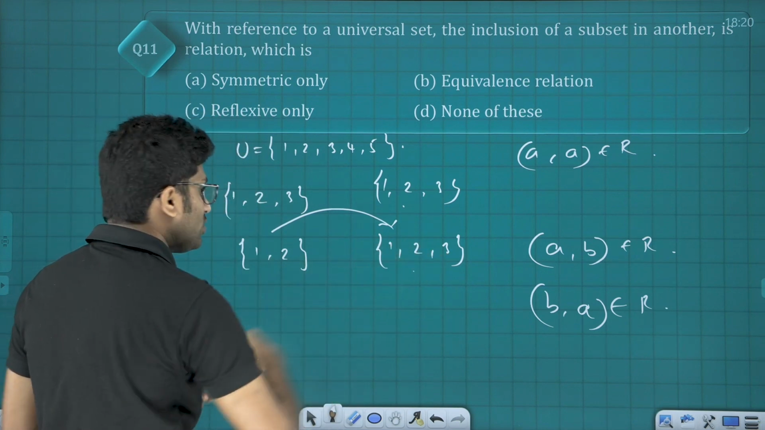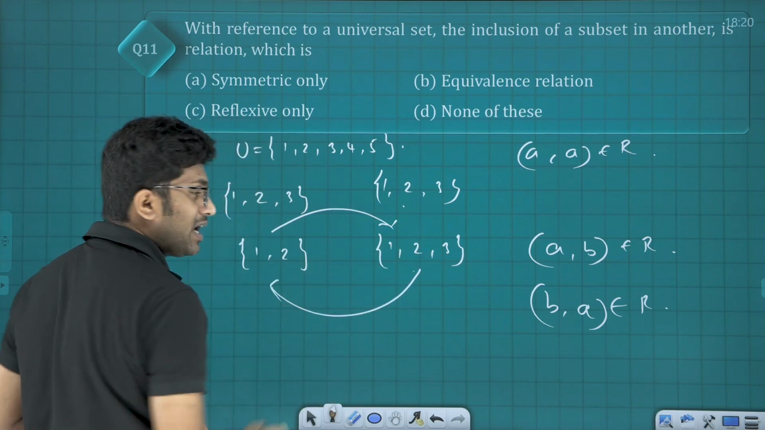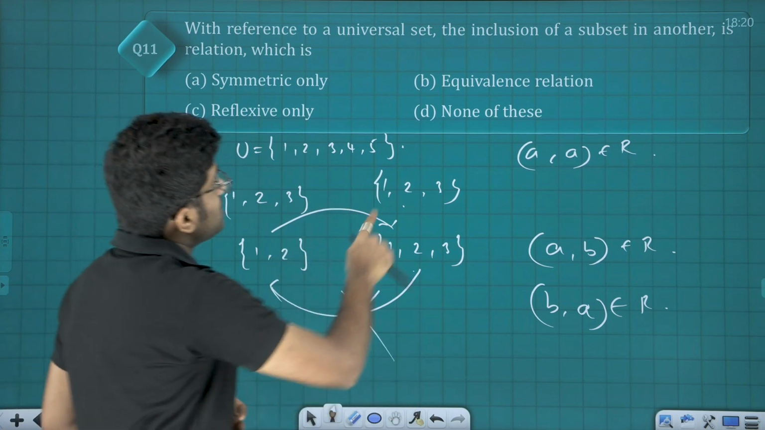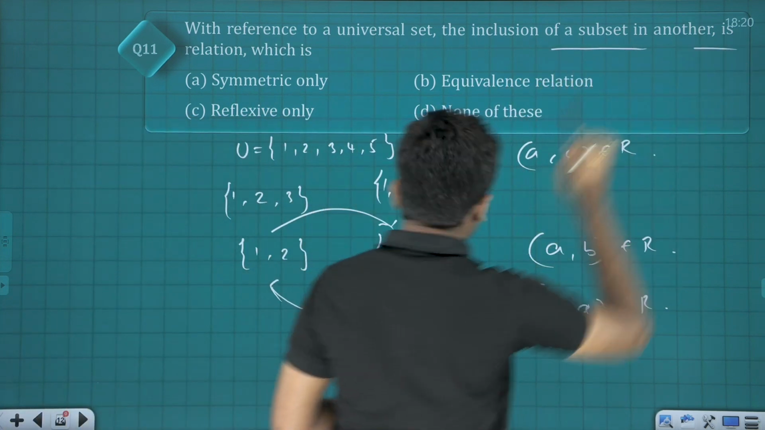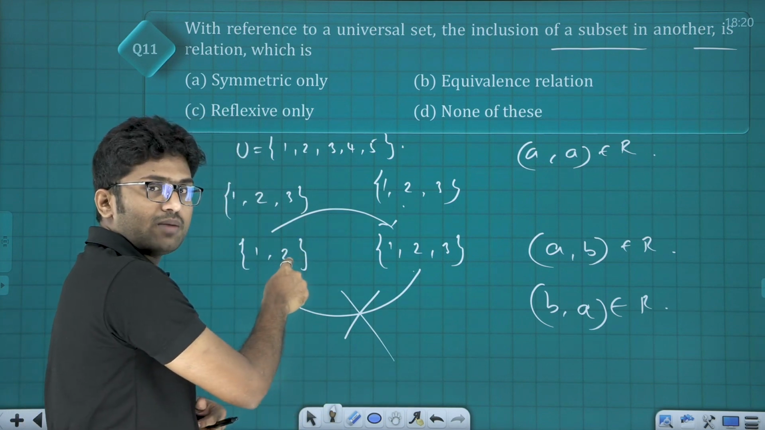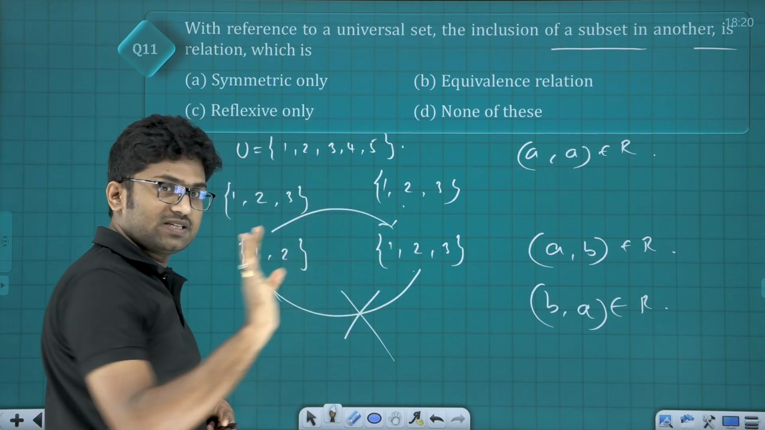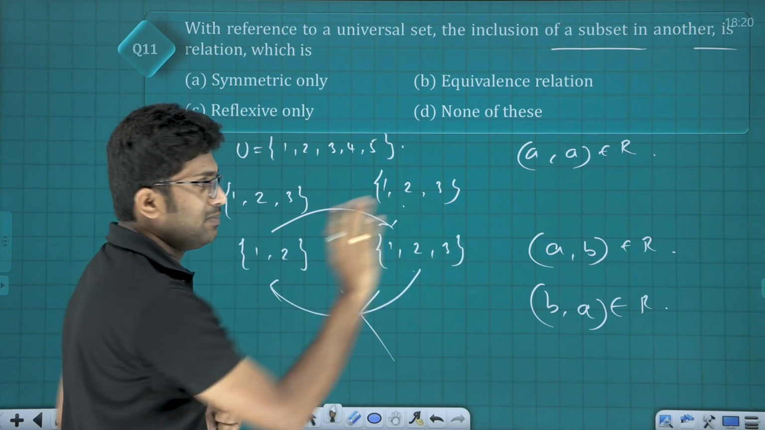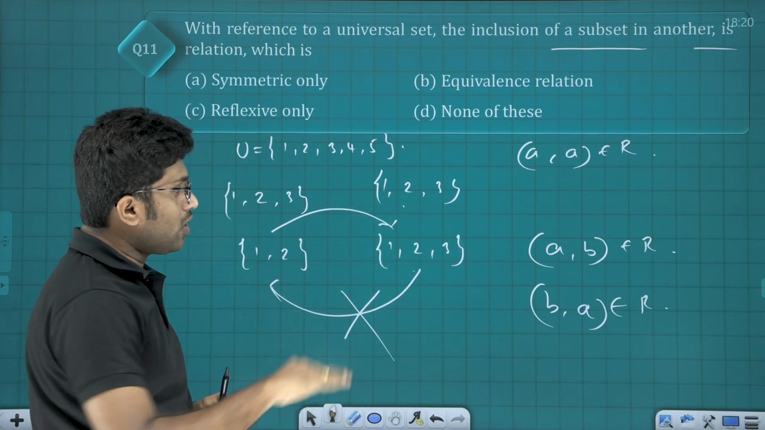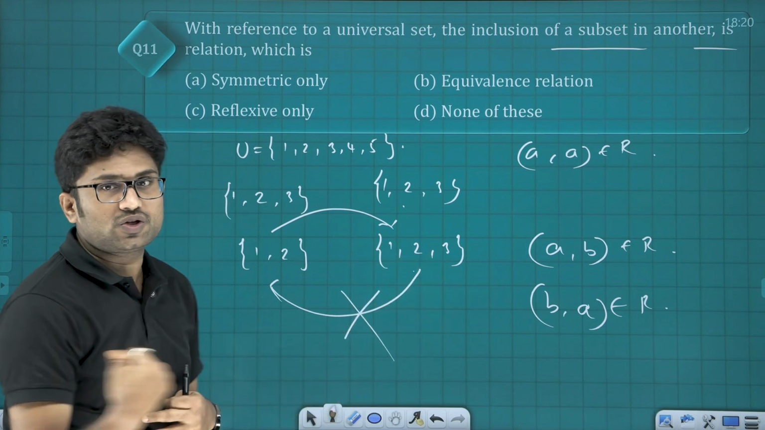Are all the elements of {1, 2, 3} elements of {1, 2}? No. The first one is inclusion of a subset in another. That means all the elements of the set {1, 2} are also a part of this set. This is like (A, B) belongs to capital R. Now, to check symmetry, what do we do? We also check (B, A) should belong to capital R, no?